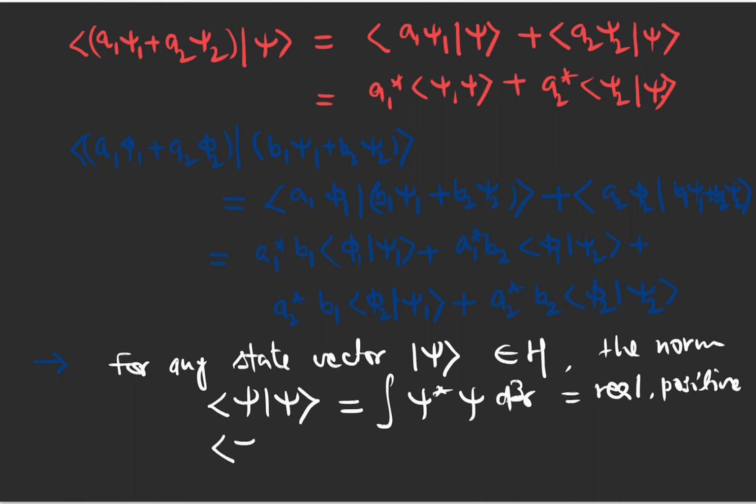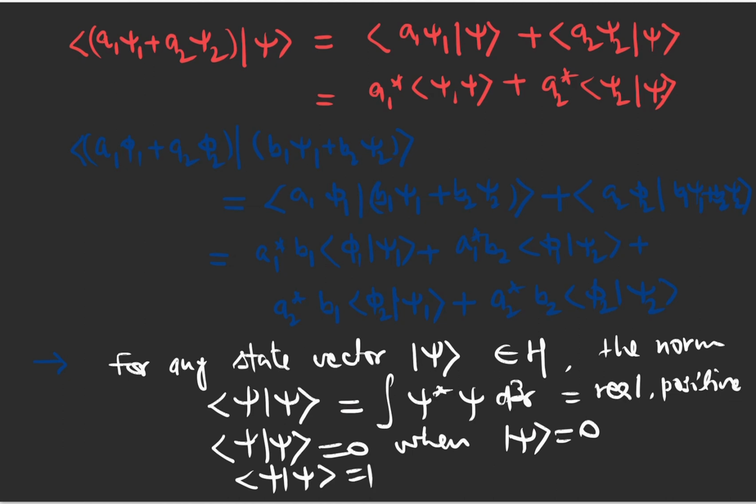Again, the norm bracket psi psi is equal to 0 only when ket psi itself is 0. And if psi is normalized, then bracket psi psi is equal to 1 when ket psi is normalized.